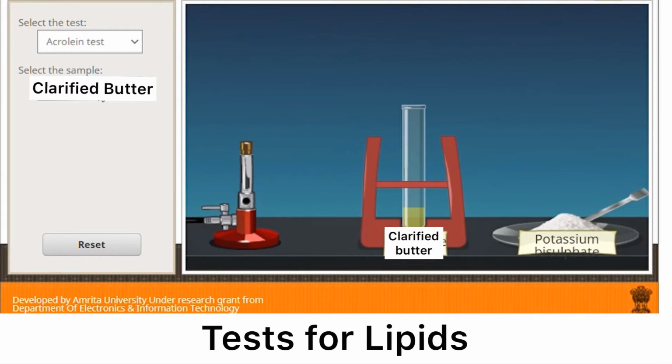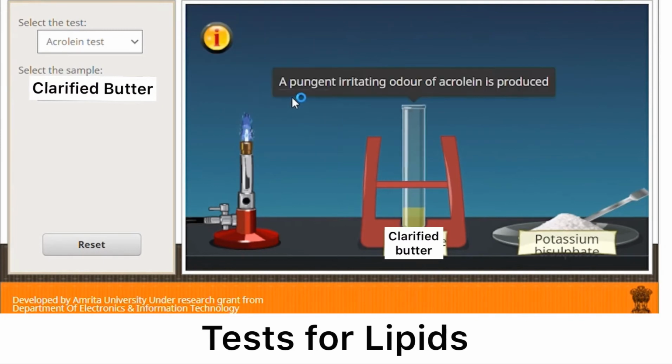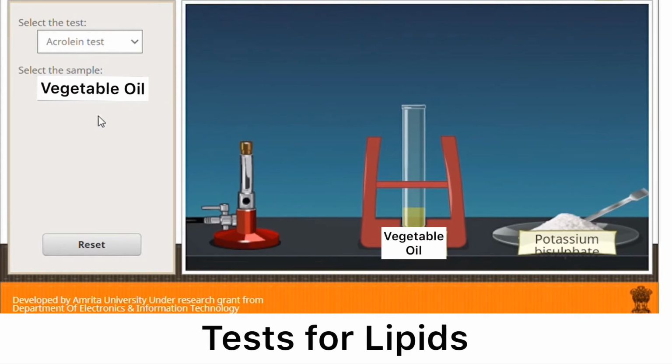For the acrolein test, we will just be adding a small amount of potassium hydrogen sulfate crystals with our lipid samples and then heat the mixture directly on a burner. Observe the formation of a gas and the odor that will be produced. Record this as your observations. And then repeat the steps for vegetable oil and for linseed oil, and record your observations.